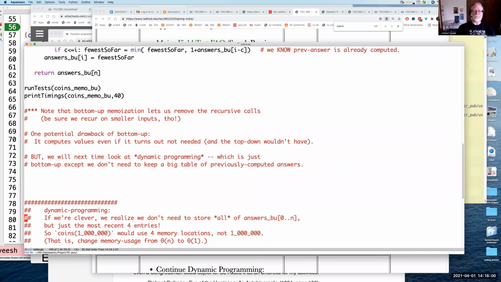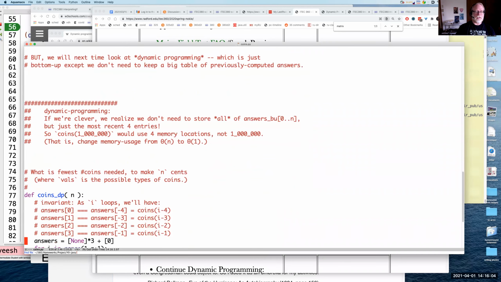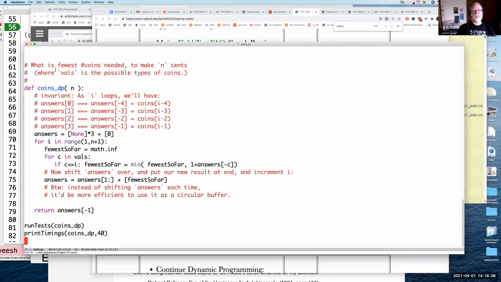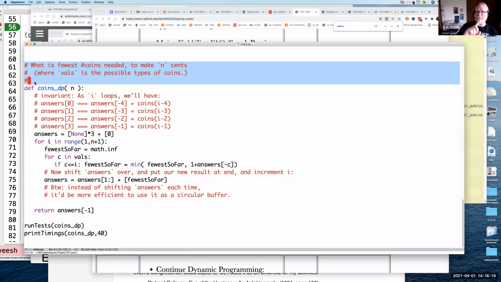So, I have the actual code here. Here's coins DP for dynamic programming. Same purpose statement, by the way. Why doesn't my purpose statement include how I solved the problem? Because that is not the point of a purpose statement. Your purpose statement should just say what the function returns.